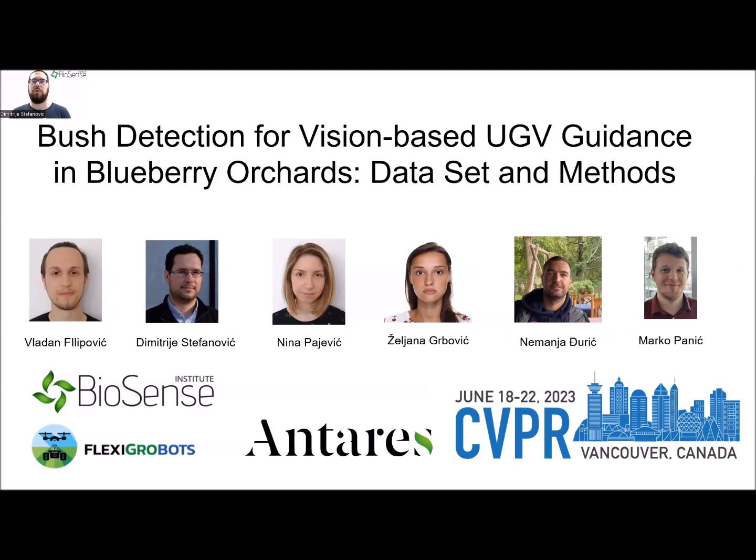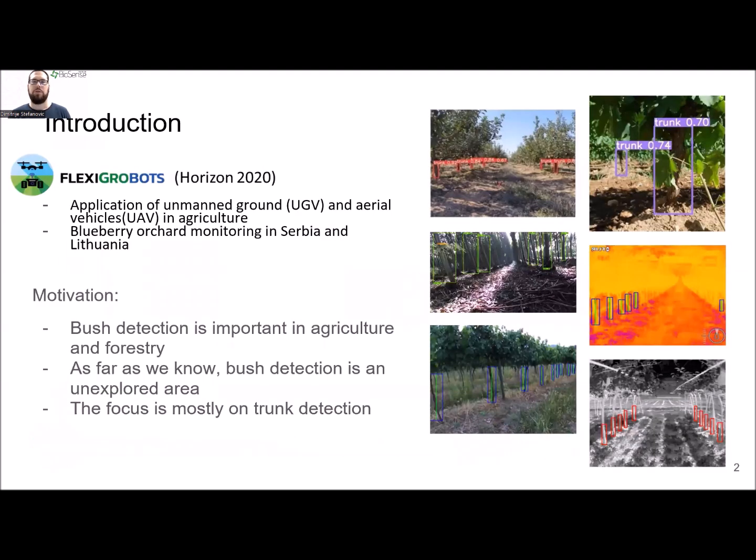In this paper, we propose a new dataset for bush detection in blueberry orchards and present baseline results using YOLO V5 models. Bush detection occurs as a problem within the Horizon 2020 FlexiGrobot project, funded by the European Commission, where the main goal is the application of unmanned ground and aerial vehicles in agriculture.